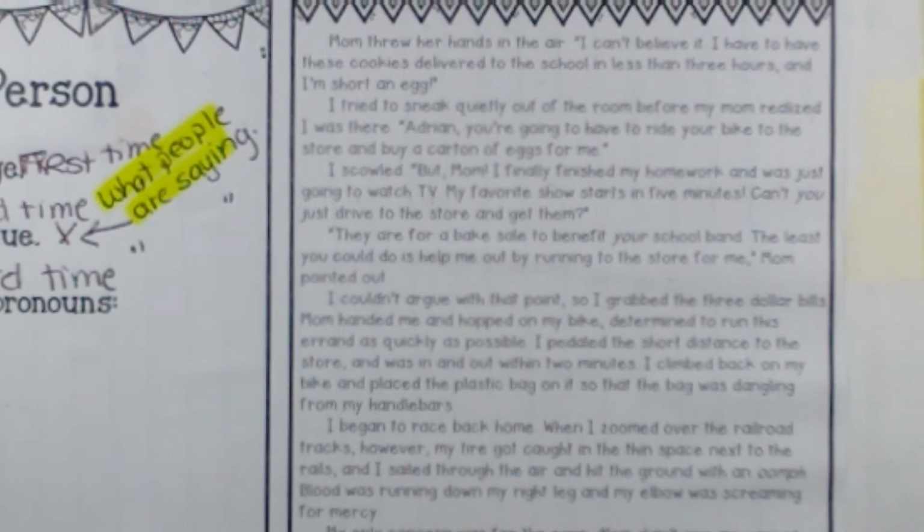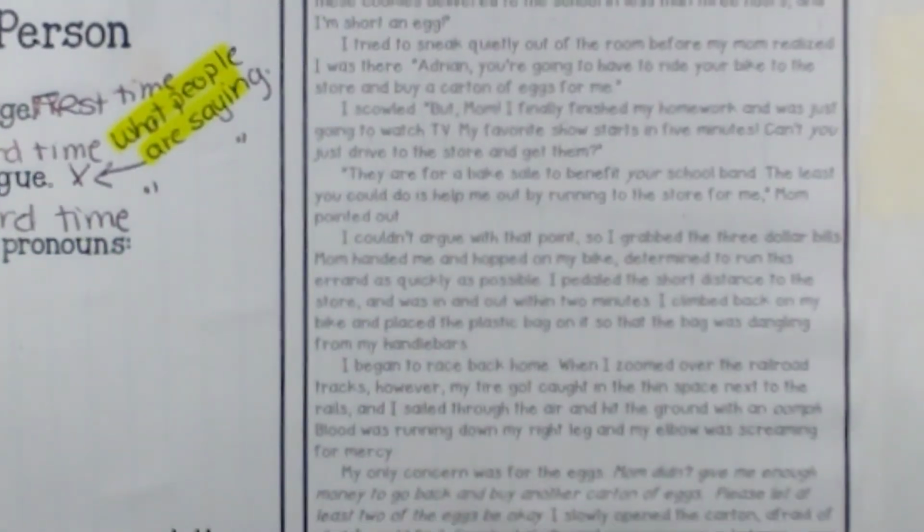When I zoomed over the railroad tracks, however, my tire got caught in a thin space next to the rails, and I sailed through the air and hit the ground with an oomph. Blood was running down my right leg, and my elbow was screaming for mercy. My only concern was for the eggs. Mom didn't give me enough money to go back and buy another carton of eggs. Please let at least 2 of the eggs be okay. I slowly opened the carton, afraid of what I would find. Cracked shells and oozy raw egg substance were everywhere.